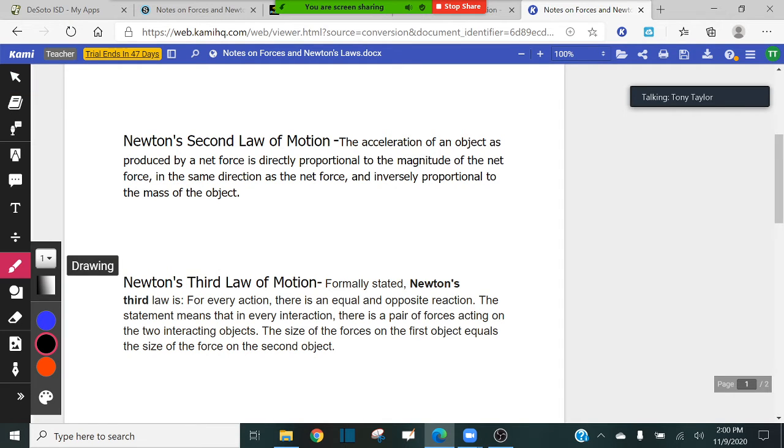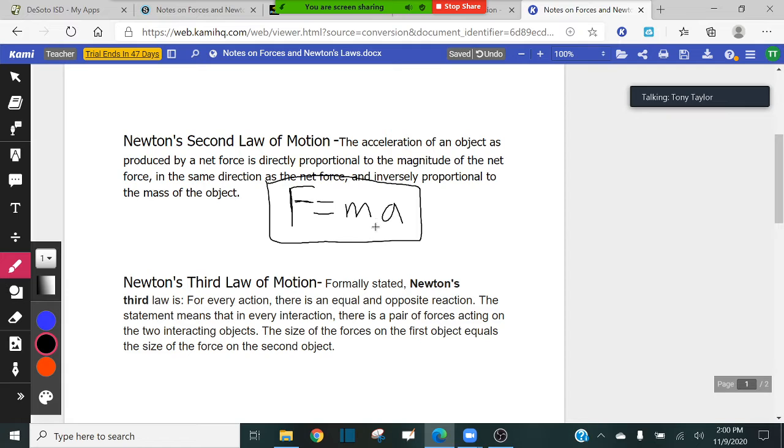Okay, so guys, sometimes you will see this law written in this mathematical form. It looks just like that. Force is equal to mass times acceleration. Basically, what this law is saying is that forces cause objects to accelerate.